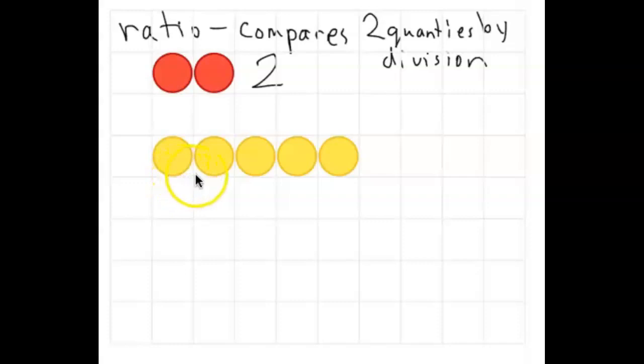Oh, I forgot to put one of these. Okay, if the yellow were bags of food, then how many bags of food would there be in this model? Go ahead and answer that question. Okay, that's correct. There are 6 bags of food. So we want to compare puppies to bags of food.